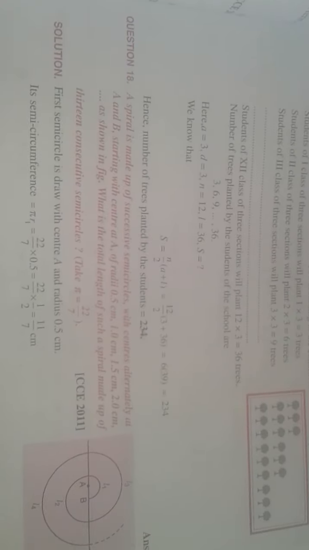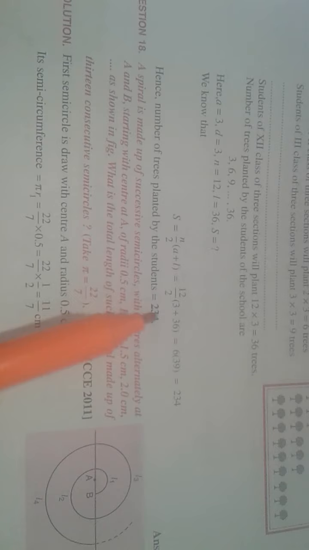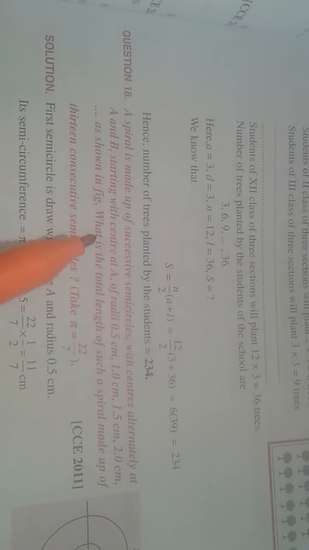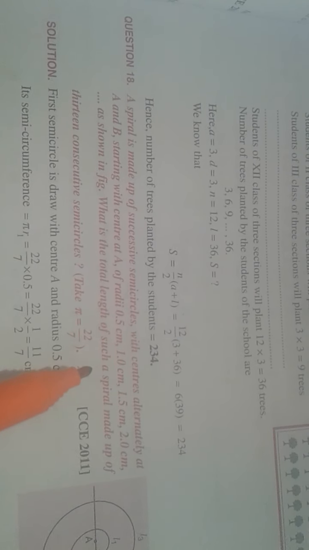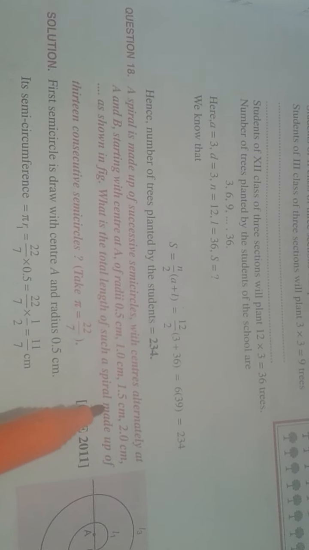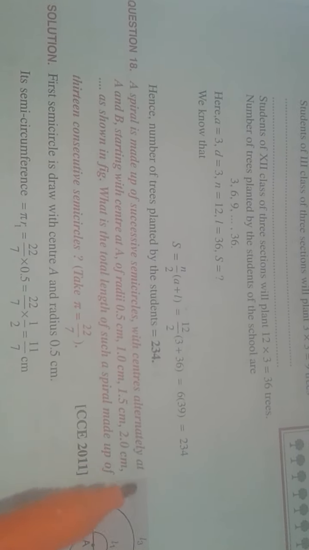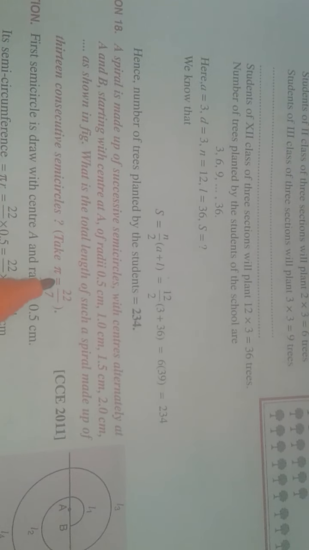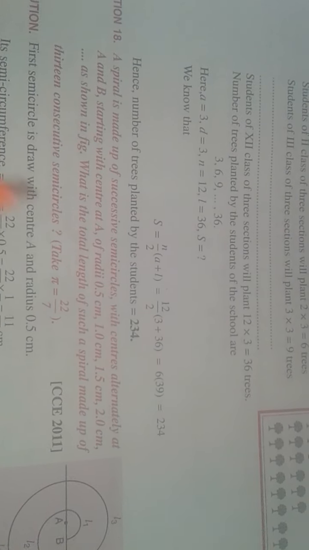So what it says, a spiral is made. You can see here a spiral is made up of successive semicircles with centers alternately at A and B, starting with center at A of radius 0.5 centimeter, next 1.0, 1.5, 2.0. You can observe here the radius of successive semicircles is increasing by 0.5 as shown in the figure. What is the total length of such a spiral made up of 13 consecutive semicircles?